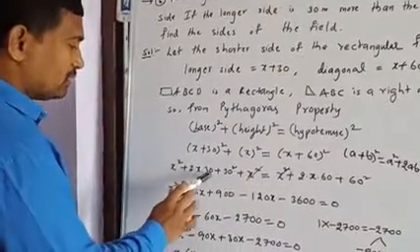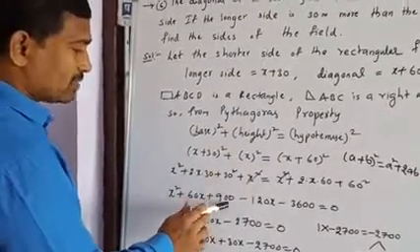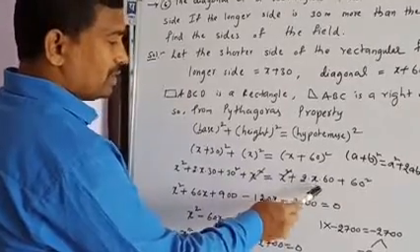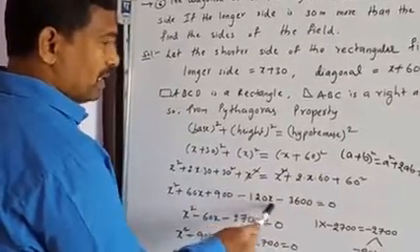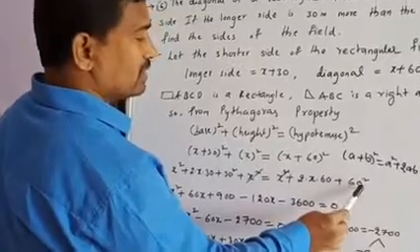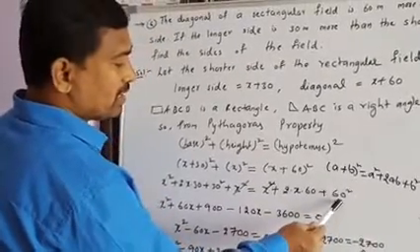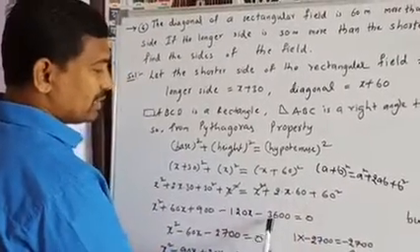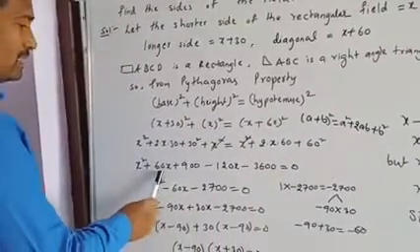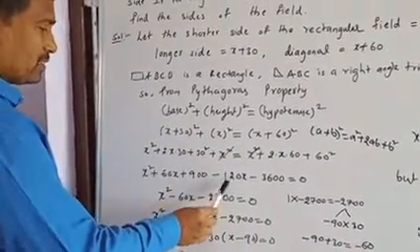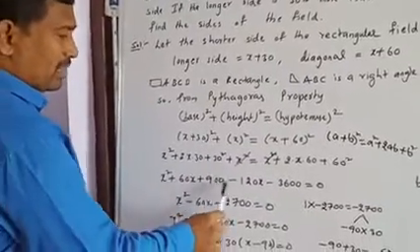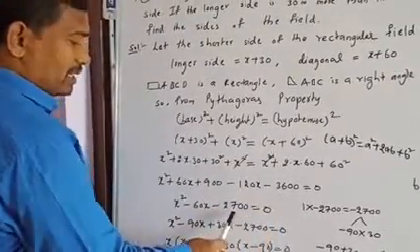Here 2 into 30 is 60, 30 square is 900, 2 into 60 is 120, and 60 square is 3600. Take that to the left side: minus 120x, and 900 minus 3600. So x square plus 60x minus 120x gives minus 60x, and plus 900 minus 3600 gives minus 2700.